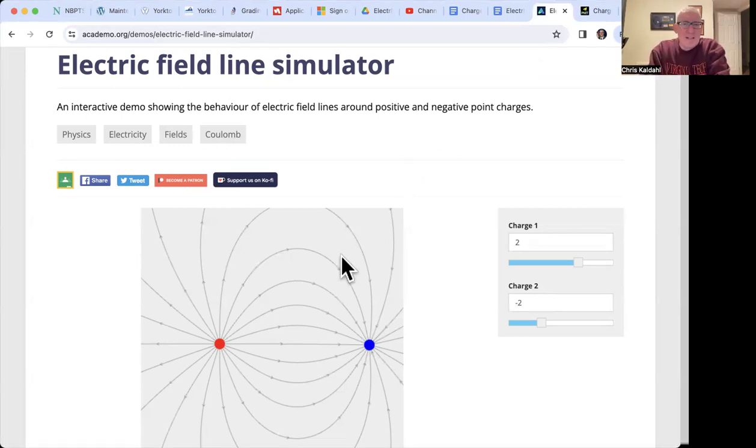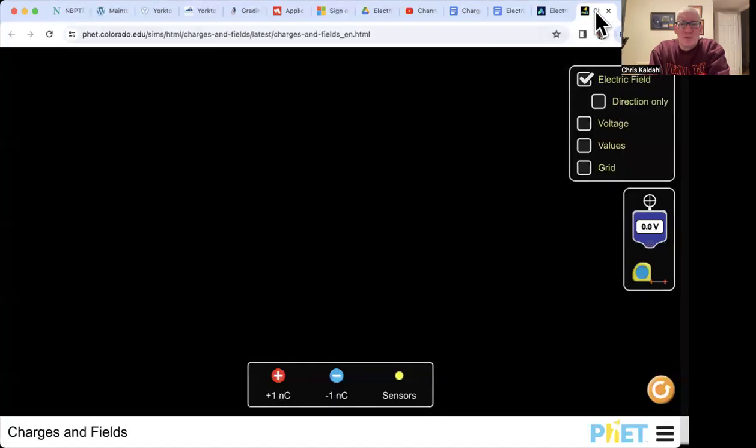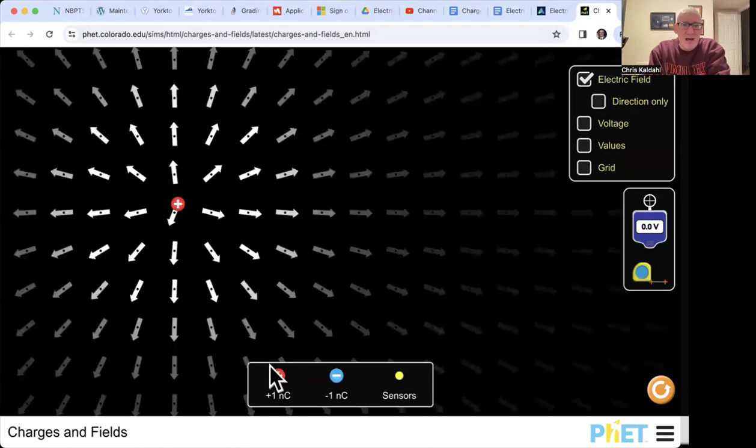So we'll come back to this little simulator first, but I'm going to start over here. There are a couple of key points when we're talking about electric fields. So I'm going to put a positive 1 nanocoulomb. Nano is just a prefix, a pretty small prefix, so it's not a very large amount of charge. And what you'll notice is that you have these lines that point away from the positive charge. That's a key point: electric field lines always point away from positively charged objects.